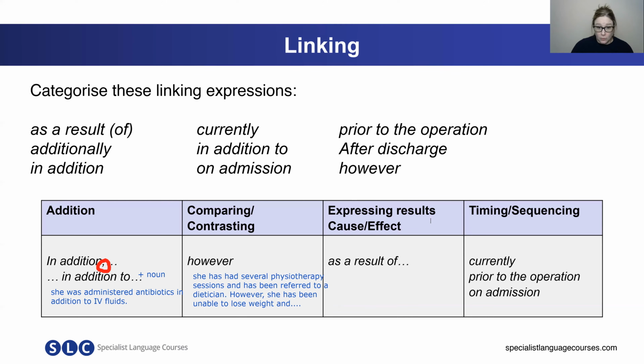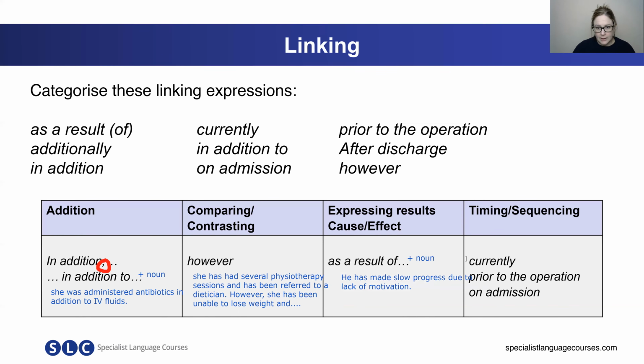Expressing results or cause or effects, for example, as a result of, and that's normally followed by the noun or ing form. So, for example, he has made slow progress due to lack of motivation, for example.